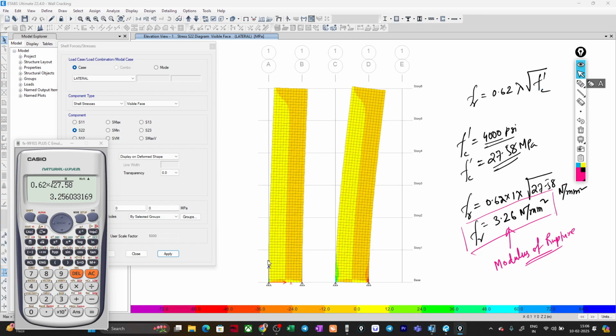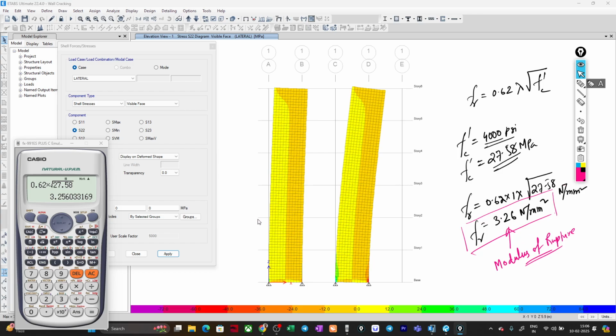So if you see here in the first case, you can see it is more than 3.26. After the first floor, it is reducing. Up to this value it is 3.55, 3.2, 3.9. Now it is reducing. So up to the first and second floor, the values are more than 3.26. Then after that it has reduced to some value less than this.